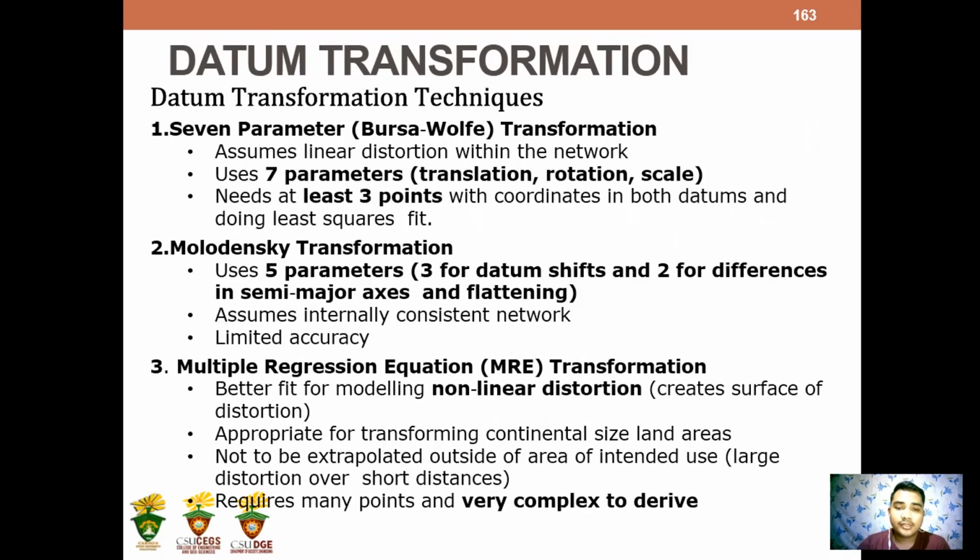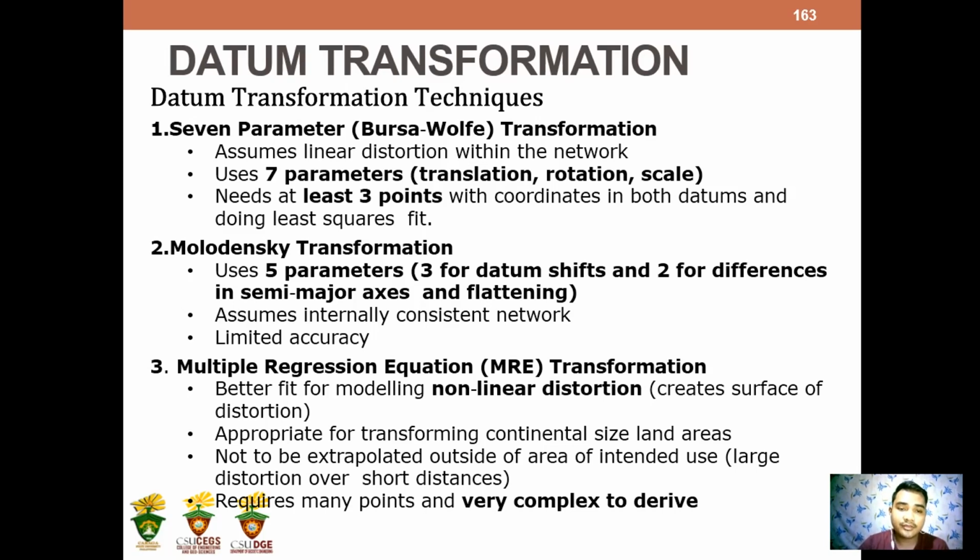So there are techniques no on how to transform datum. First is one atay gitawag na 7-parameter or Bursa-Wolf transformation. In this transformation, it assumes that the linear distortion within the network, and it uses 7 parameters no, like translation, rotation, and scale. And it needs at least 3 points with coordinates in both datums and doing at least least squares fit. No?